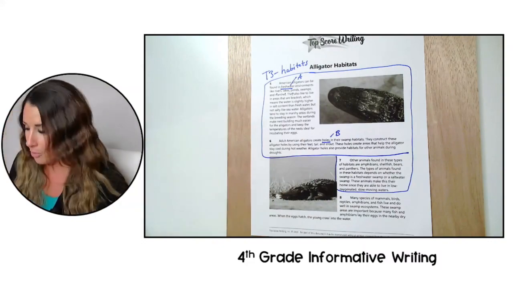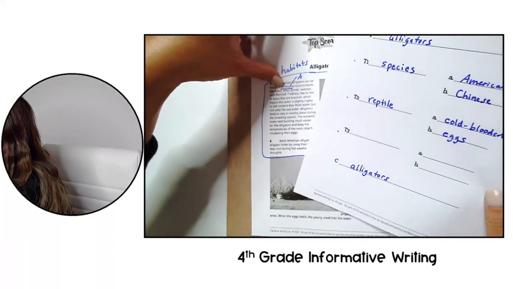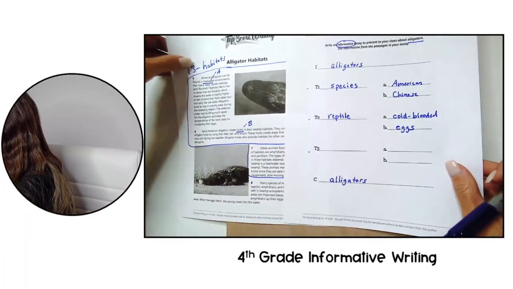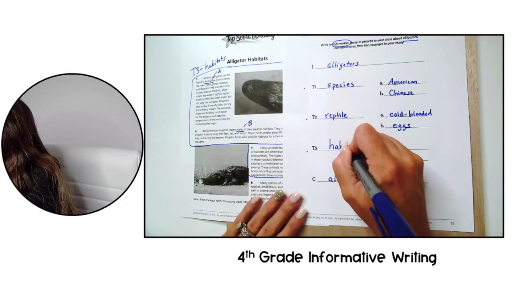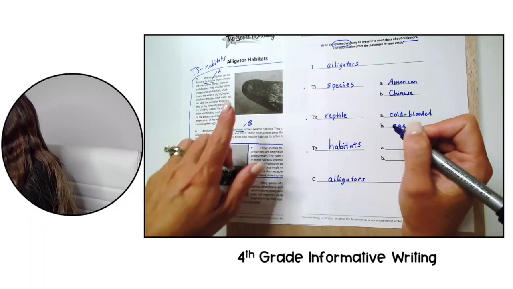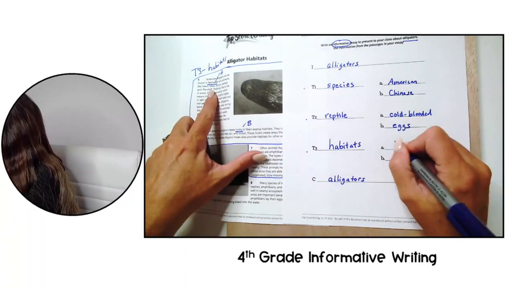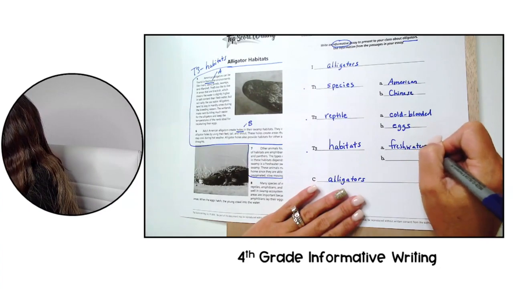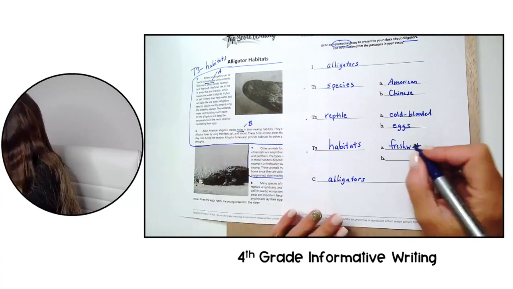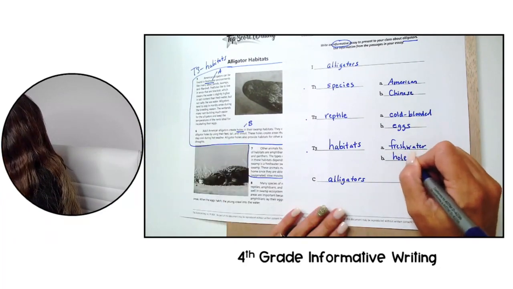Okay, let's go back to our planning and fill out T3. We know T3 is habitats. We're going to talk about the freshwater habitats that alligators live in. And then we're going to talk about the holes in their habitats that they create.